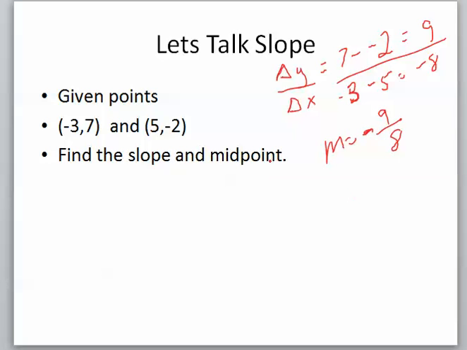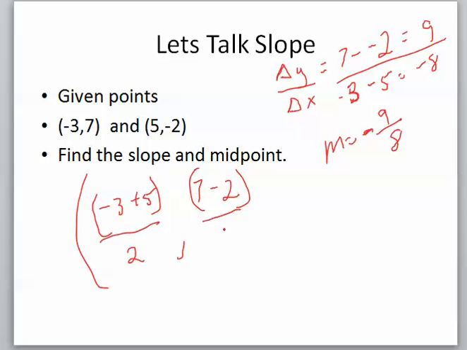That's my slope. My midpoint, it's a point. So I'm going to take my x values, negative 3 plus 5, and I'm going to take that and divide it by 2. And my y value, which is going to be 7 plus a negative 2, divided by 2. And that's negative 3 plus 5 is a 2 divided by 2. And a 7 minus 2 is a 5 over 2. And so my midpoint is going to be at 1 comma 2.5.